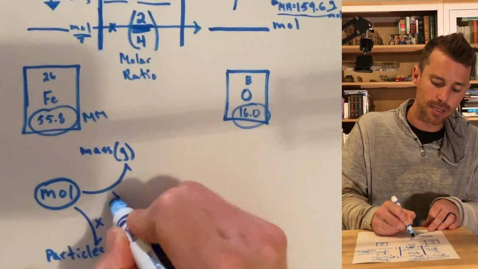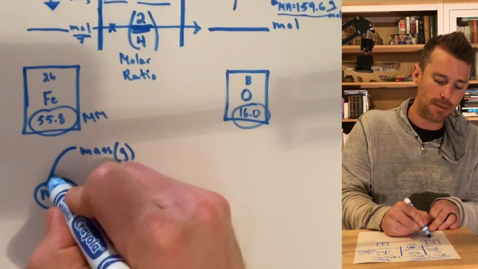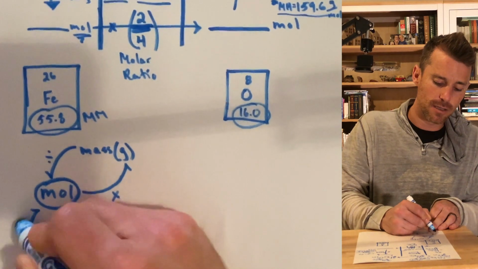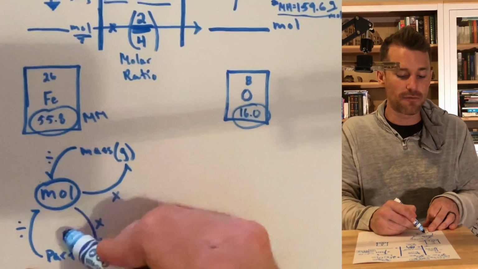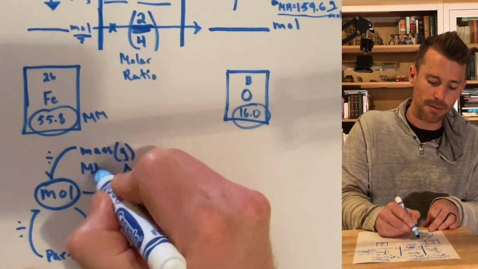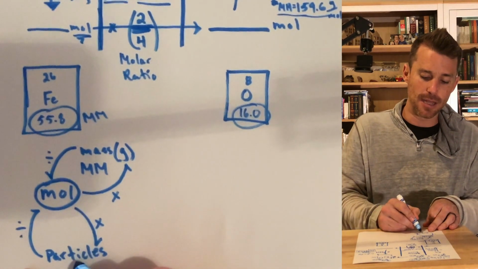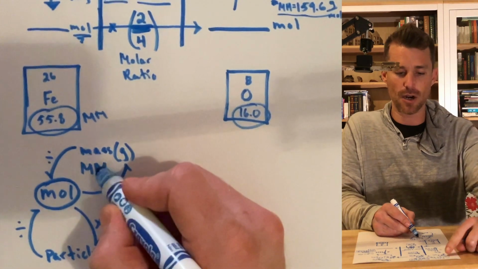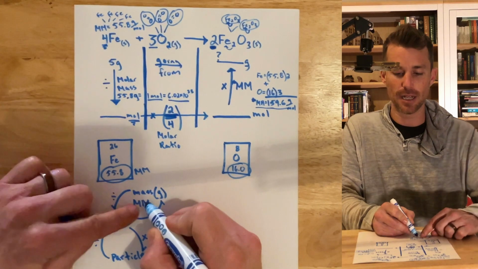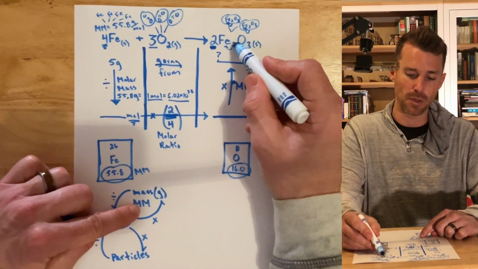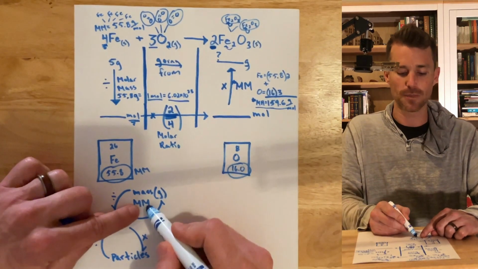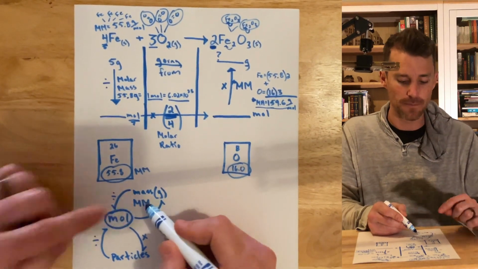Whenever you leave the mole, you're going to multiply. Whenever you come back to the mole, you're going to divide. You're going to divide right there. And you have a conversion factor that's in between both those. So in this case, it's the molar mass of the thing that it is. So like here, our molar mass was of iron. So my molar mass was 55.8. If I was talking about over here, my molar mass would be the molar mass of the new thing, our iron oxide. It's all dependent on the category that you're in.